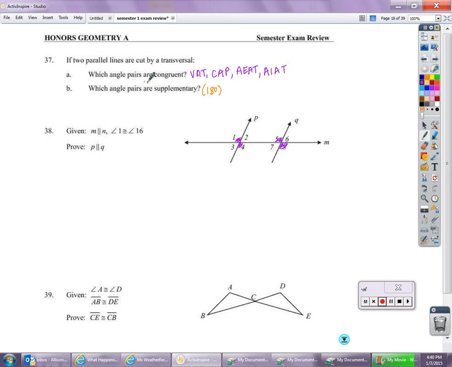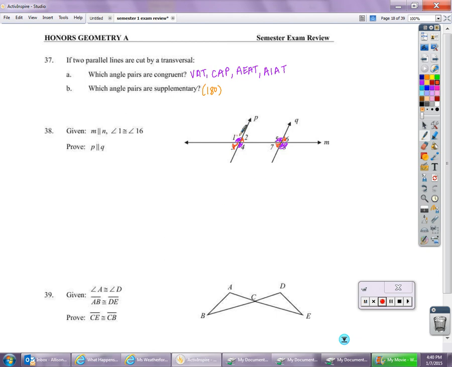So as you can see, the congruent ones are the alternate sides. So 5 and 4, 1 and 8, 2 and 7, 3 and 6. Those are also congruent. Right? So, which angle pairs are supplementary? So these purple are all congruent. These red ones are also all congruent. And any mixture of purple and red would add up to 180.